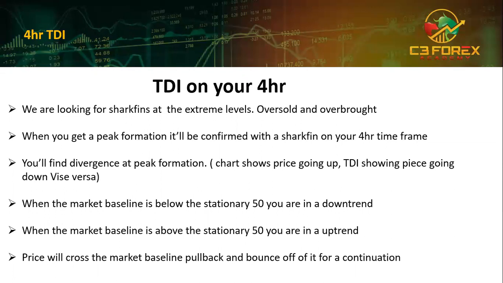When the market baseline is below the stationary 50, you are in a downtrend. When the market baseline is above the stationary 50, you're in an uptrend. When price crosses the market baseline, it'll pull back and bounce off of it for a continuation. So when that happens, when price crosses the market baseline, the pullback will bounce off of the market baseline for the continuation.